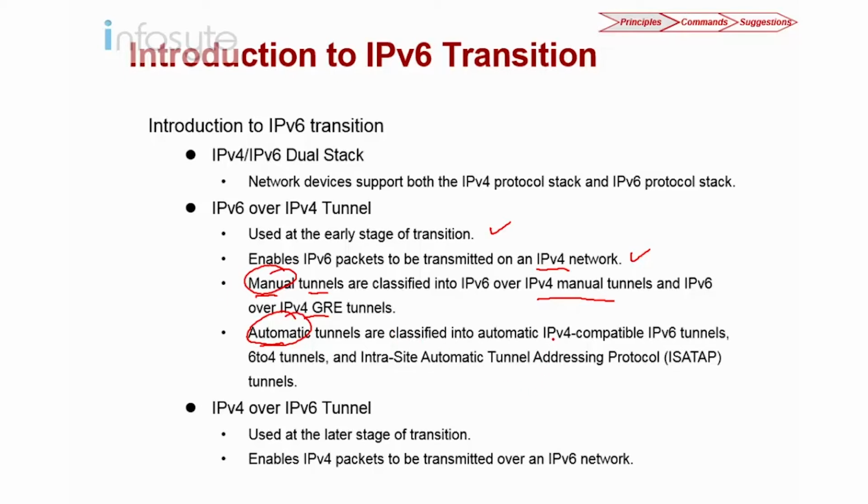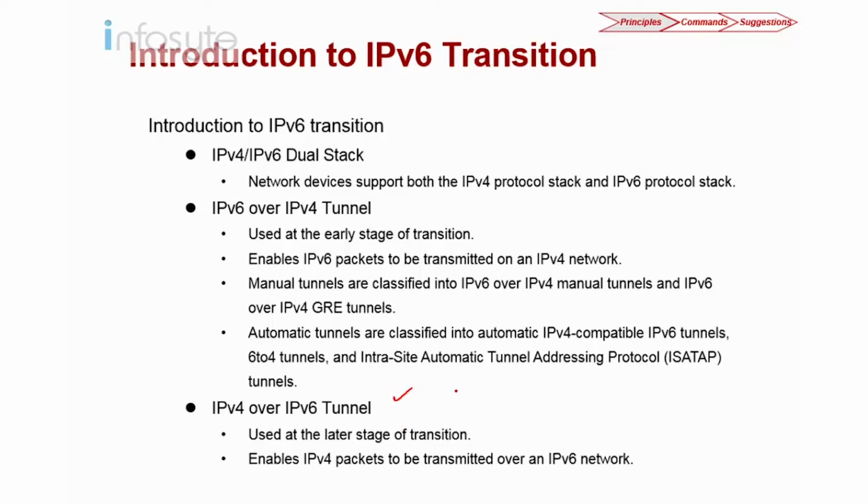Okay, so for automatic tunnel, we have a few methods. It can be IPv4 compatible IPv6 tunnel, or we can use 6to4 tunnel, or we also can use ISATAP tunnel. ISATAP stands for Intra-Site Automatic Tunnel Addressing Protocol. Again, we are going to look into this technology. Last but not least, we have another one called IPv4 over IPv6.